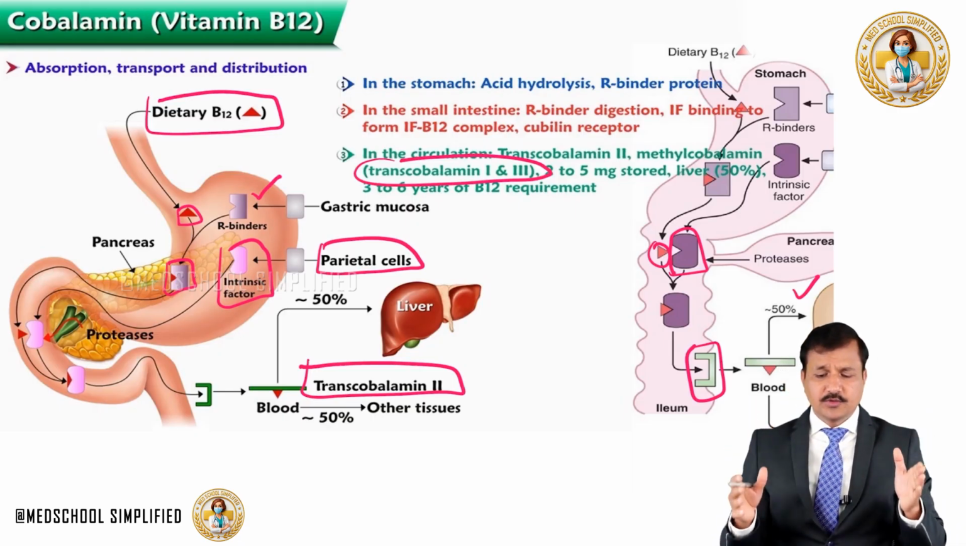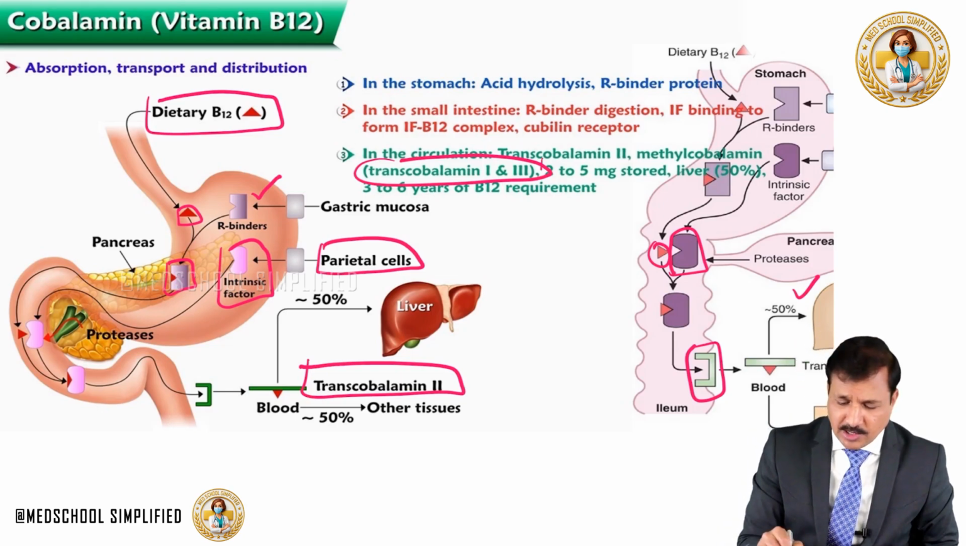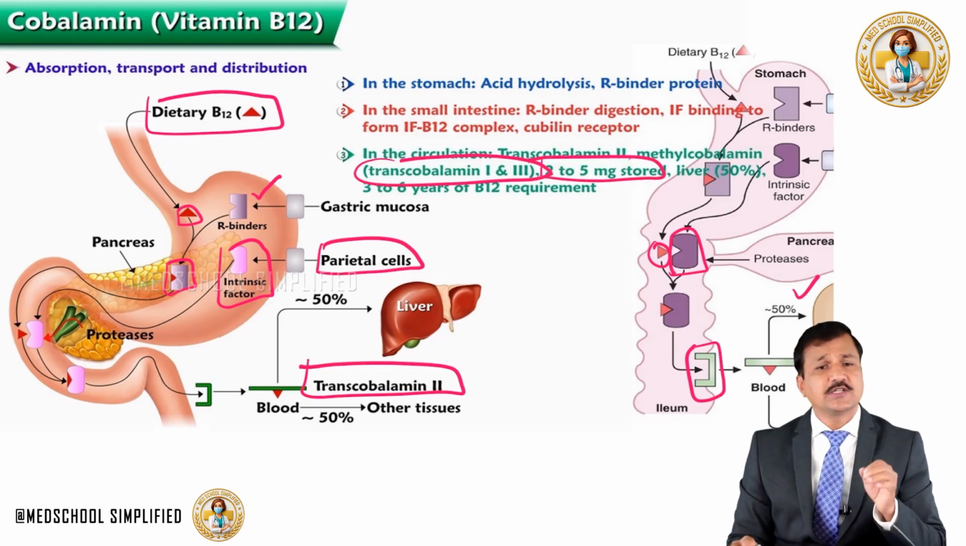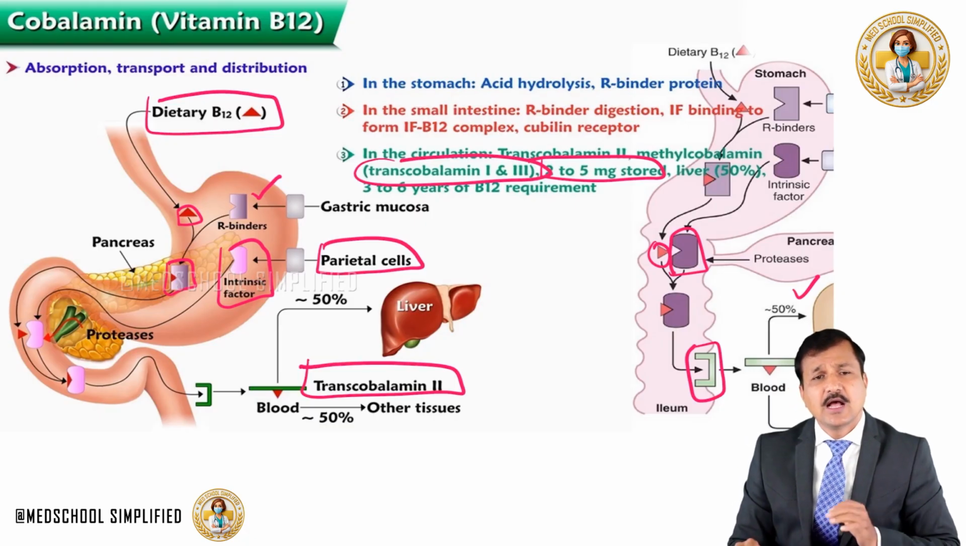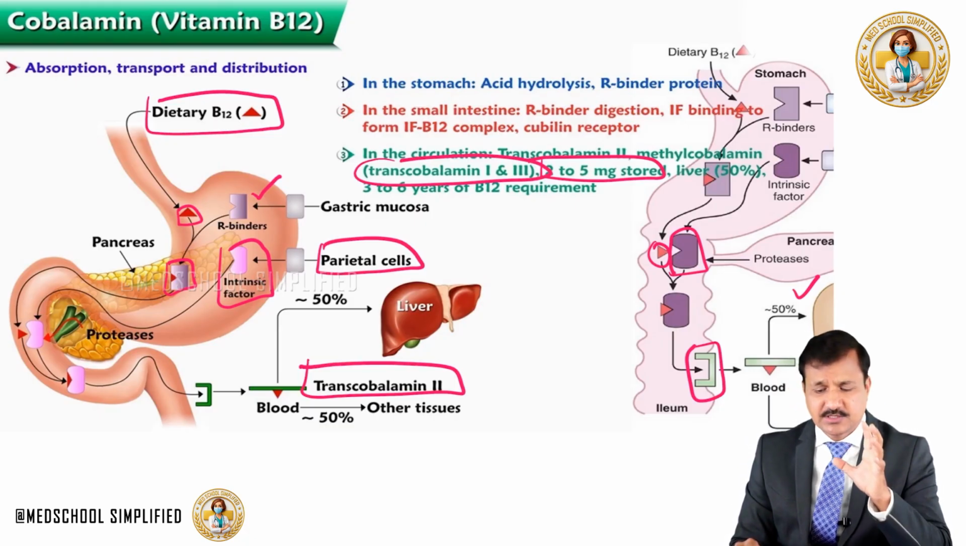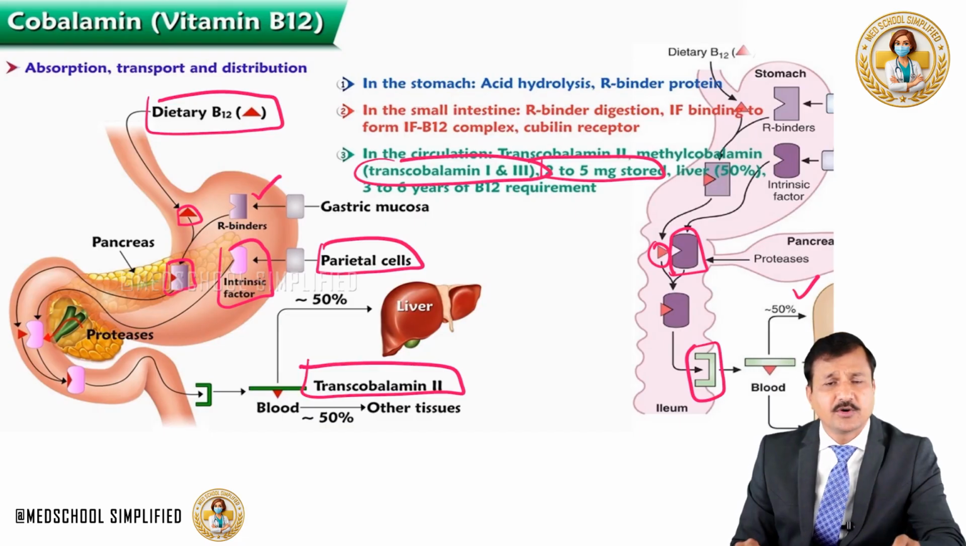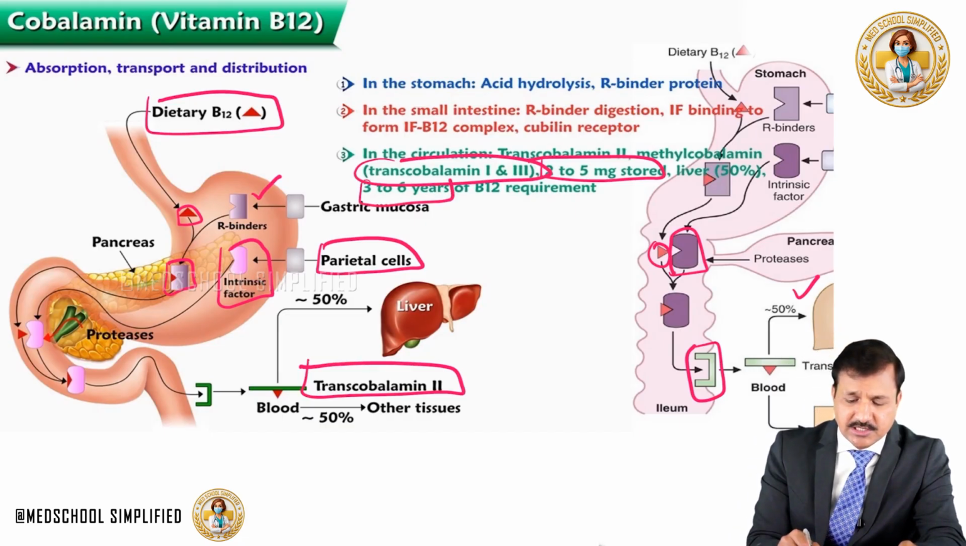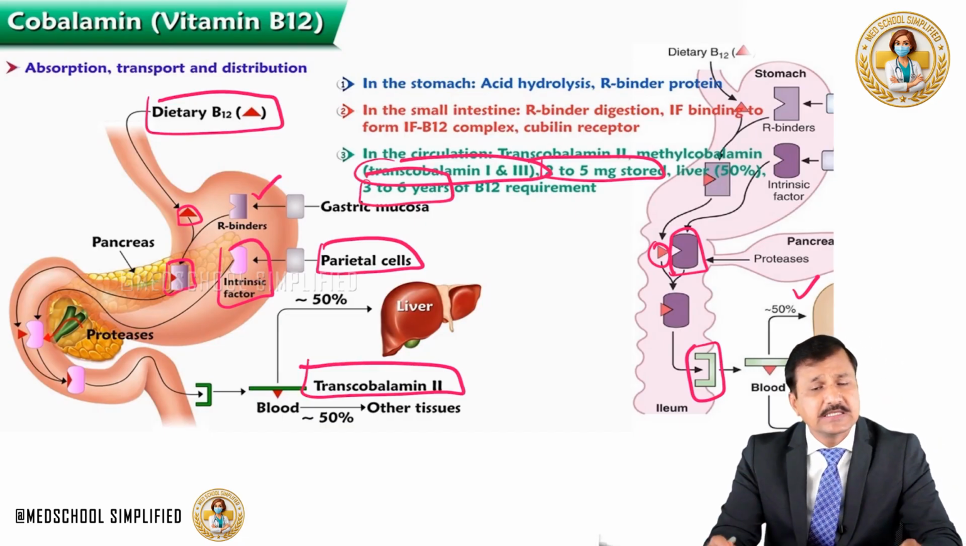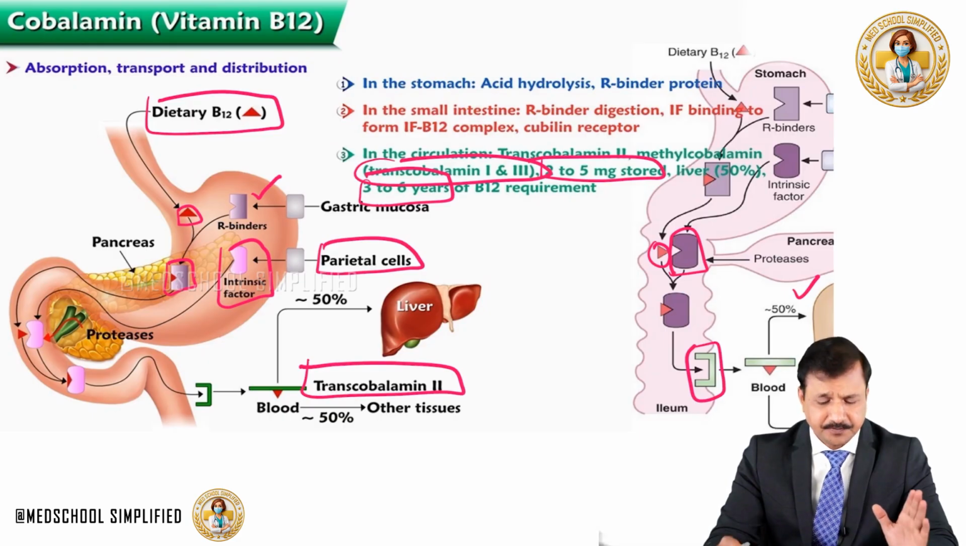There are 2 to 5 milligrams of total cobalamin present in our body, out of which 50% is in the liver, and this 2 to 5 milligrams is sufficient to maintain the cobalamin needs of our body for 3 to 6 years. What that means is that it takes 3 to 6 years for a person to go into cobalamin deficiency.